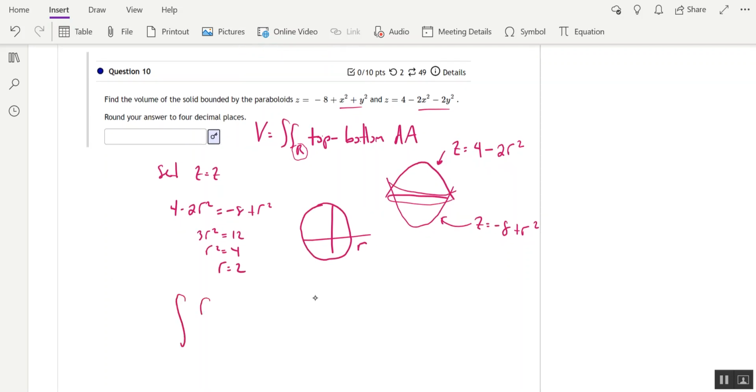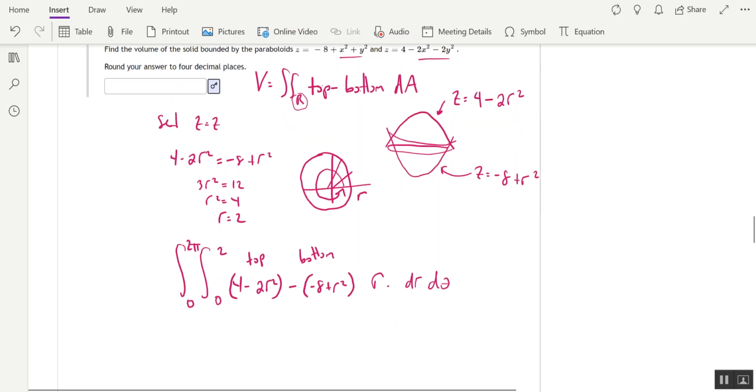So this is going to be top minus bottom, leave that blank, r dr d theta. r is going to go from 0 to 2, and we want to go all the way around the circle, so theta goes from 0 to 2 pi. Now we have to put in top minus bottom. So the top is 4 minus 2r squared, and then subtract off the bottom, negative 8 plus r squared. These surfaces meet in the xy plane over a circle, centered at the origin, of radius 2.